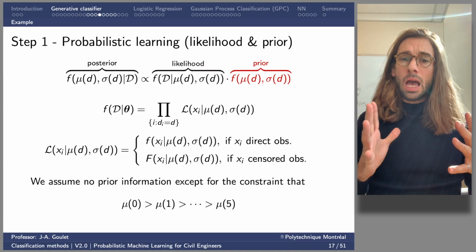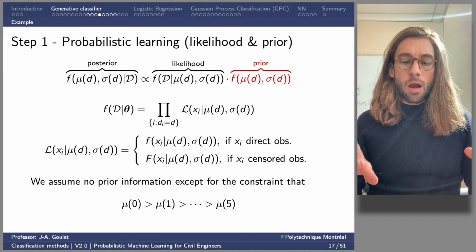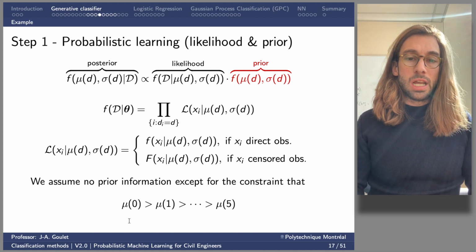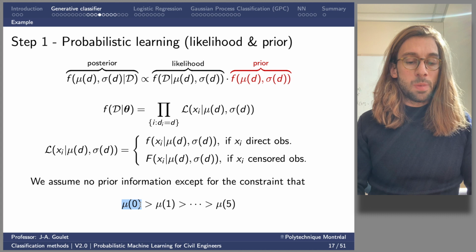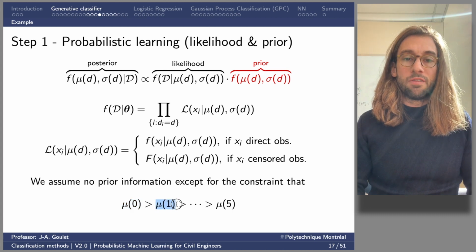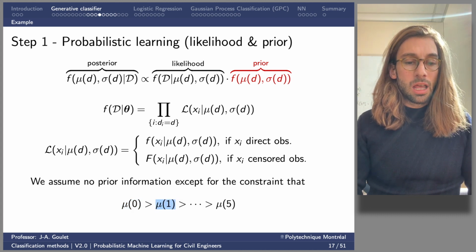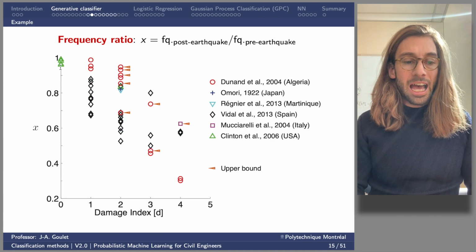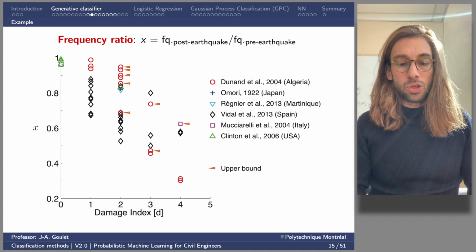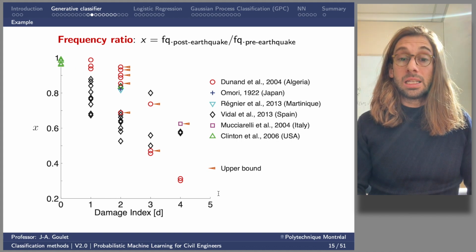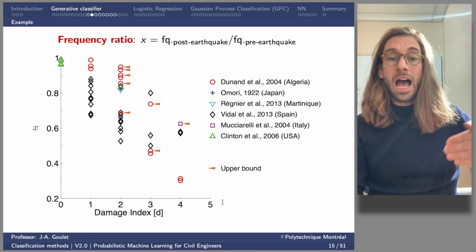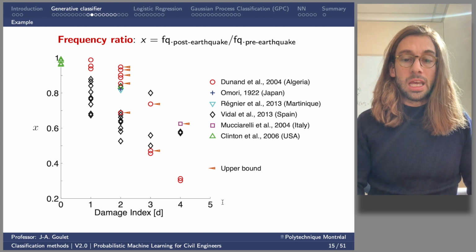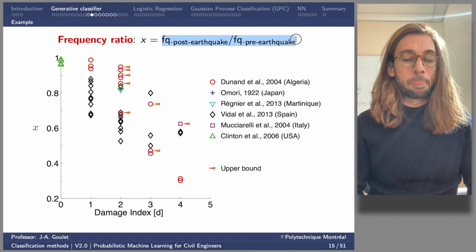For the prior probability, I'm going to assume I have non-informative prior knowledge, except for the constraint that I know that the expected value for a damage index of 0 must be greater than the expected value for damage index 1 up to the 5th damage index. What does it mean? It means that I expect the safer building to have higher expected value, and this expected value should drop down as the damage index increases, because I expect higher and higher levels of damage, so higher and higher shifts in the ratio of natural frequencies.